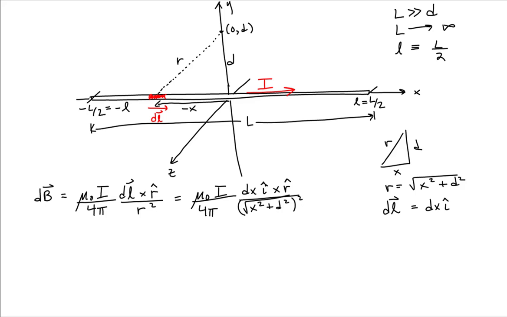Since the current is parallel to the wire, if we did the right-hand rule, we would see that the magnetic field forms concentric circles around the wire.